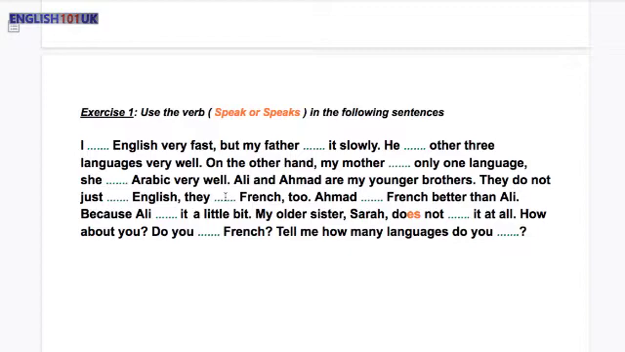It says I space English very fast, but my father space it slowly. He space other three languages very well. On the other hand, my mother space only one language. She space Arabic very well. Ali and Ahmed are my younger brothers. They do not just space English, they space French too. Ahmed space French better than Ali because Ali space it a little bit. My older sister Sarah does not space it at all. How about you? Do you space French? Tell me, how many languages do you space?